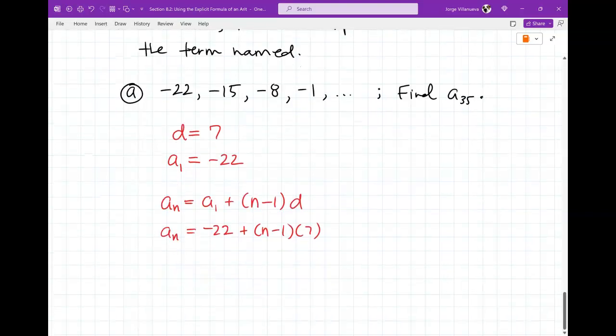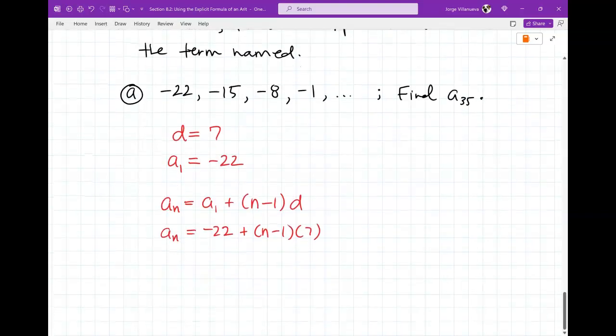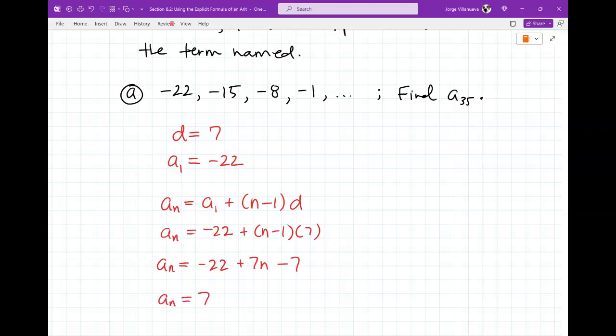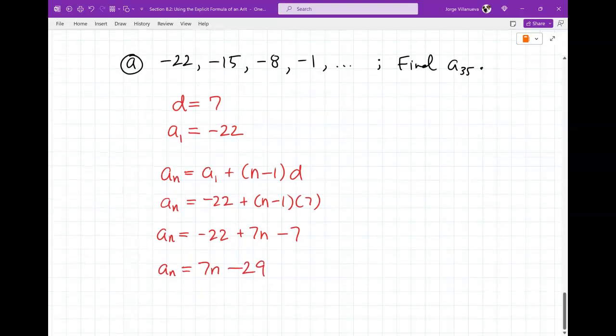Now, you could always just leave it like that, but like I said, it's more useful when you simplify it. So let's go ahead and simplify it. A sub n is negative 22 plus 7n minus 7 when I distribute. And let me combine my terms here. So a sub n is 7n, negative 22 minus 7 is negative 29. So there's my explicit form.